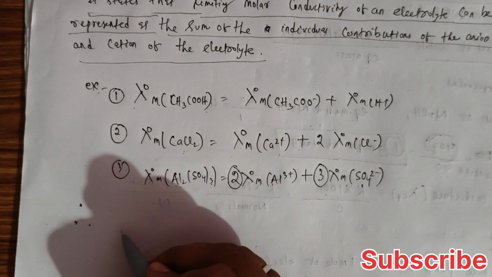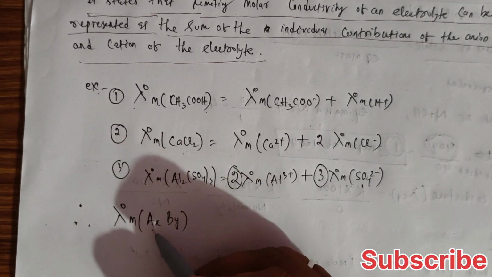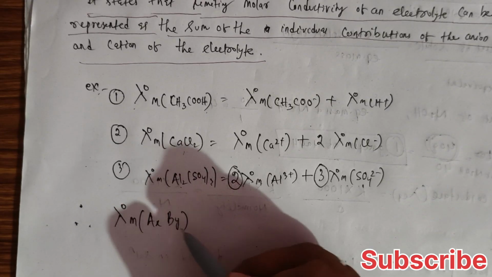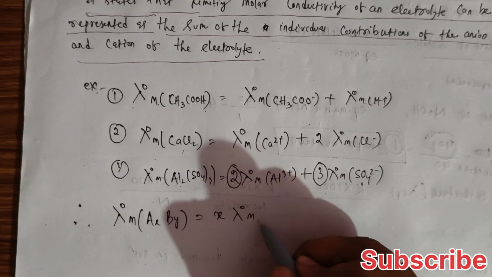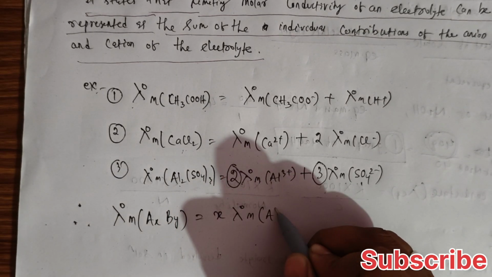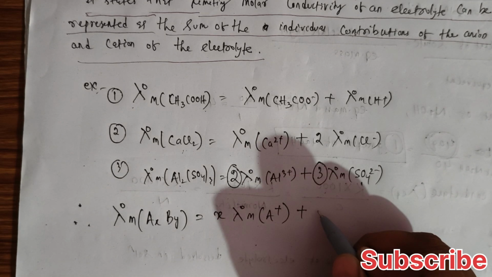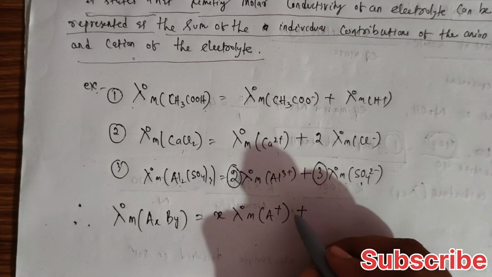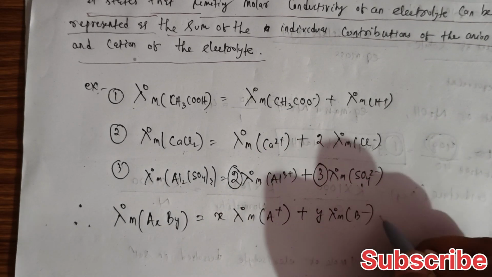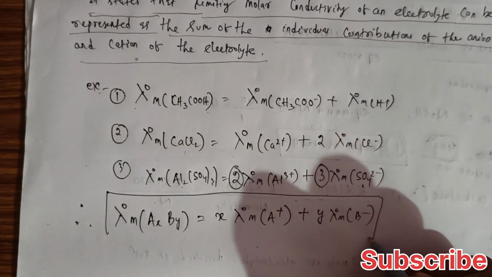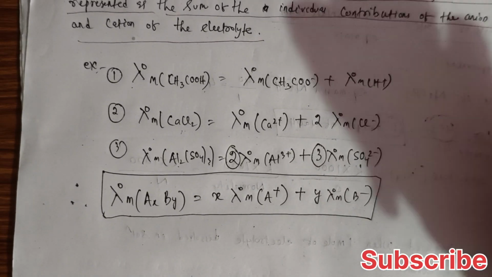That means if I write lambda not m of A_xB_y, it means x number of A ions and y number of B ions are present. That means x into lambda not m A plus is used, whereas y into lambda not m B minus is used. This is the general formula for Kohlrausch's law. I hope everyone clearly understands what I told you here. I think it is clear to all of you.